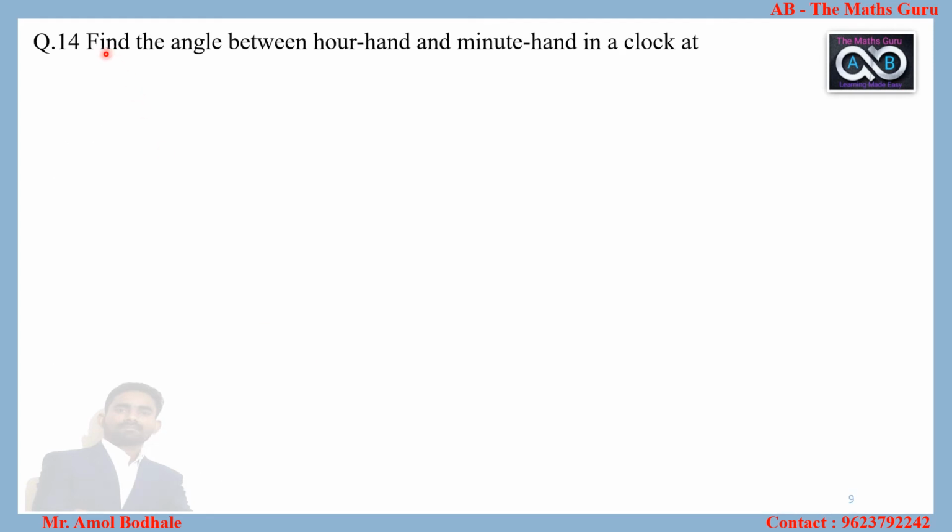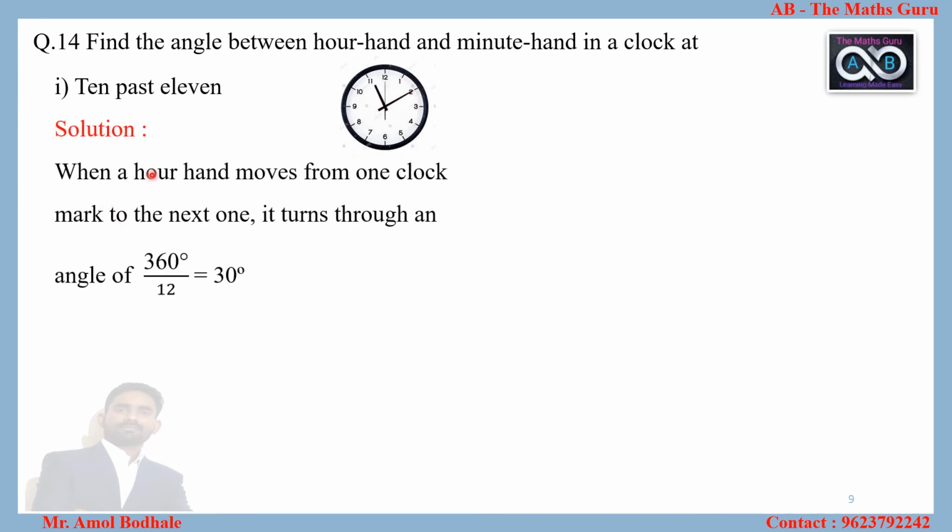Let's see the next example. Find the angle between hour hand and minute hand in a clock at 10 past 11. So when the time is 10 past 11, it means 11:10. That is, the hour hand is near about mark 11 and the minute hand is pointing at 2.